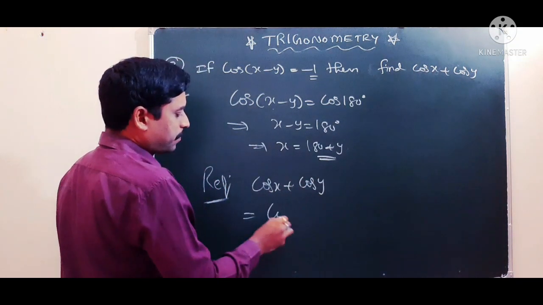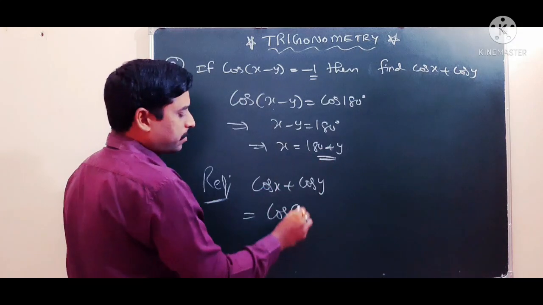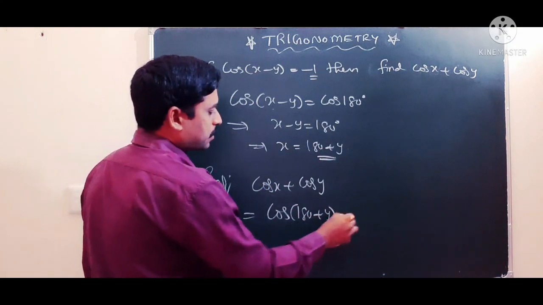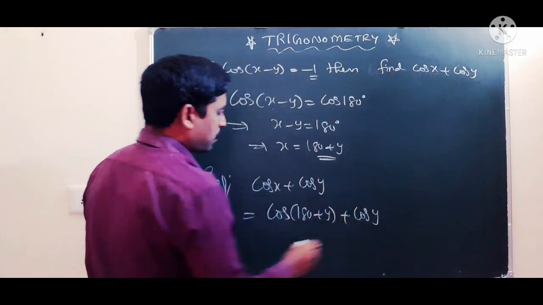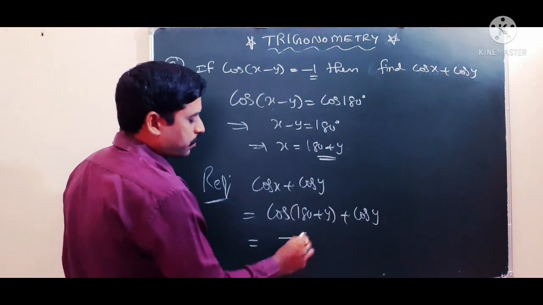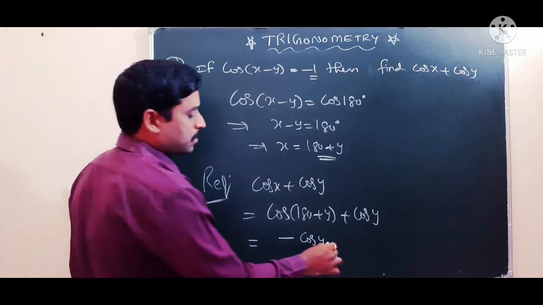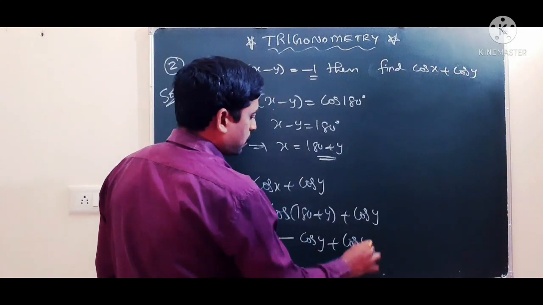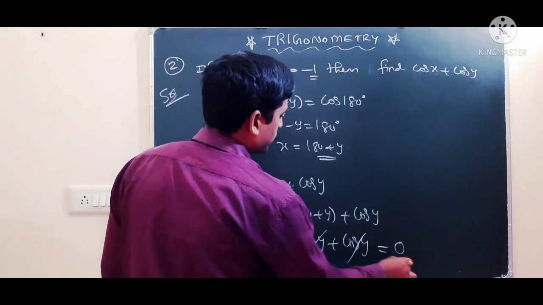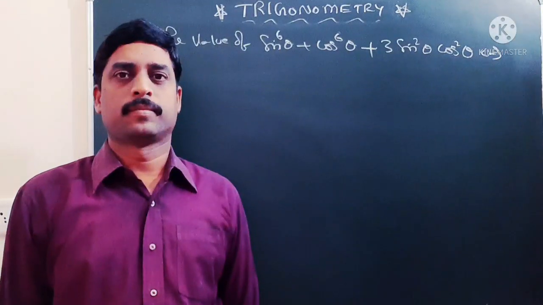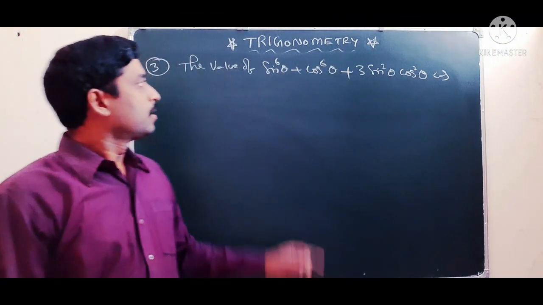Okay, cos x, where x value is 180 plus y, plus cos y. So cos of 180 plus y is minus cos y. Okay, cos of 180 plus theta is minus cos theta, plus cos y. So cos y gets cancelled, answer will be 0.